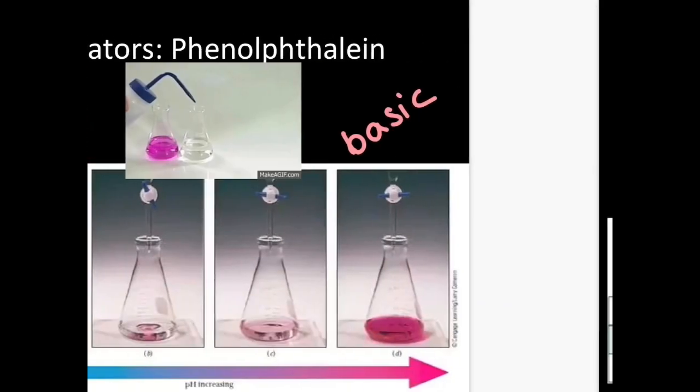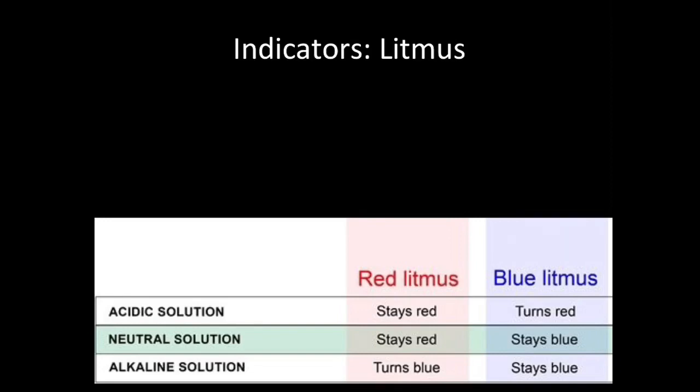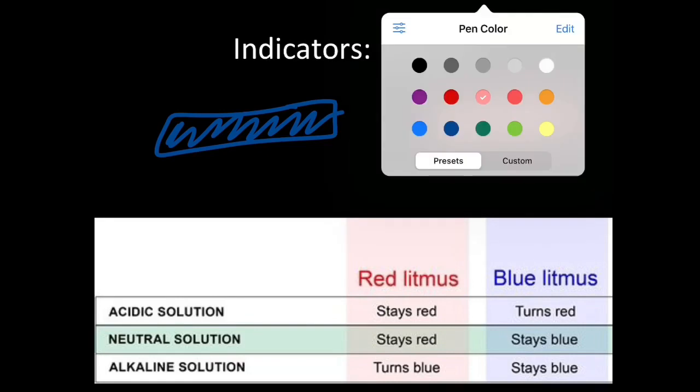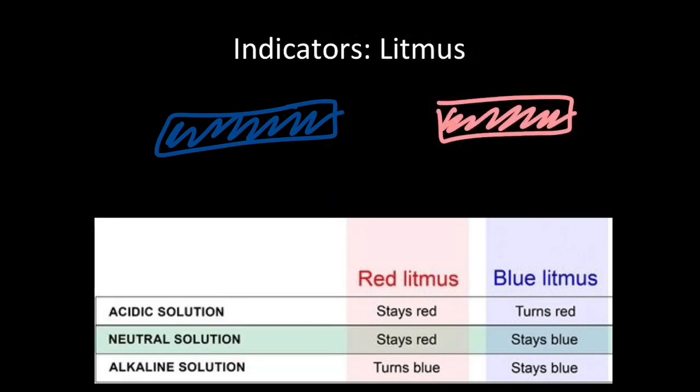So that's your phenolphthalein. If we look at litmus paper, you have 2 different types of litmus paper. You can have red litmus paper, so this is actually a pink color, or you can have blue litmus paper. All right, so if we look at the red litmus paper, if I dip it in an acid, what's going to happen? That red litmus paper is going to stay red, all right? Pretend that's the end that I dipped into the acid.